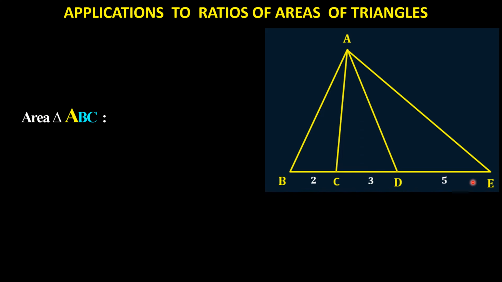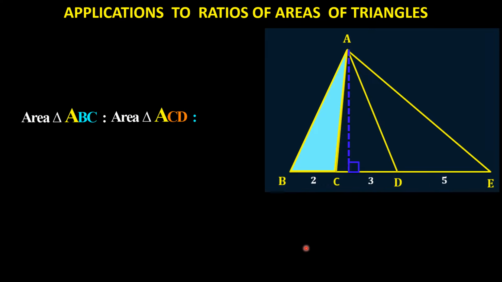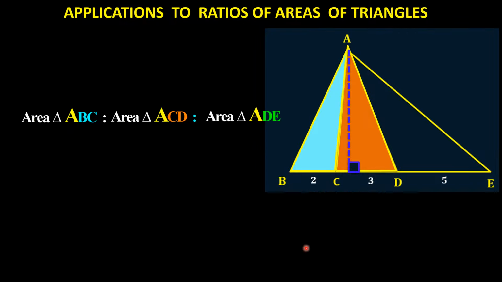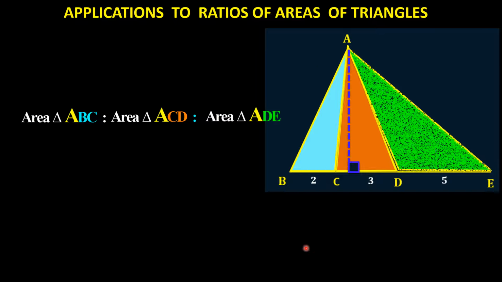So area of ABC: the base is BC, and there's the height from A. Then we have triangle ACD, and the base is CD, and the height is from the vertex at A. And area of ADE: the base there is DE, being 5 units, and we have exactly the same height. So those three triangles have different bases, but the heights are the same.